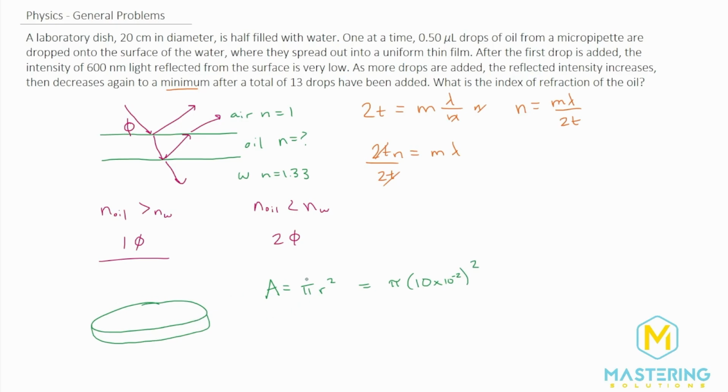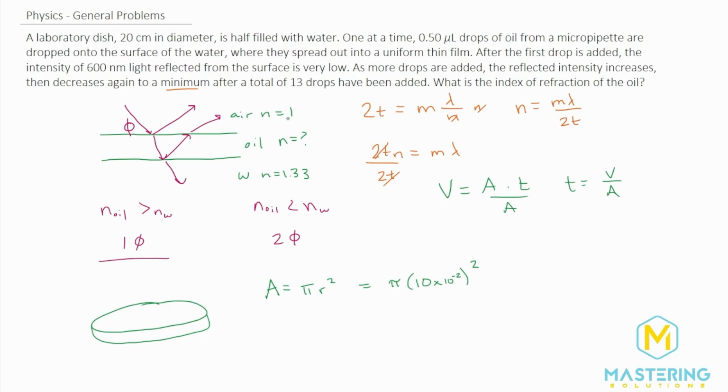But that's the area, that's not the volume. They tell us that with 1 drop, because the point we're looking at is with just 1 drop added, the volume is 0.5 microliters. The volume equation is the area times the thickness. If we rearrange this for the thickness, we divide both sides by the area. So the thickness is equal to the volume over the area. We know what the volume is: we added 0.5 microliters.